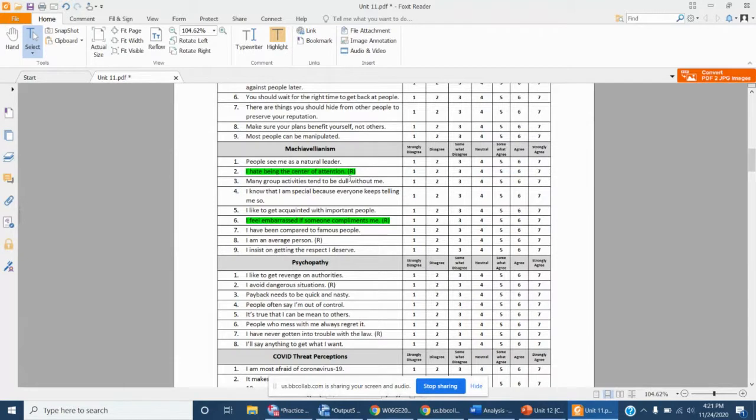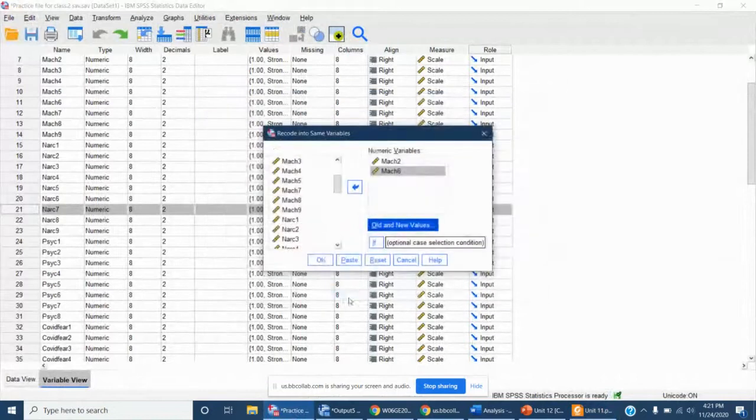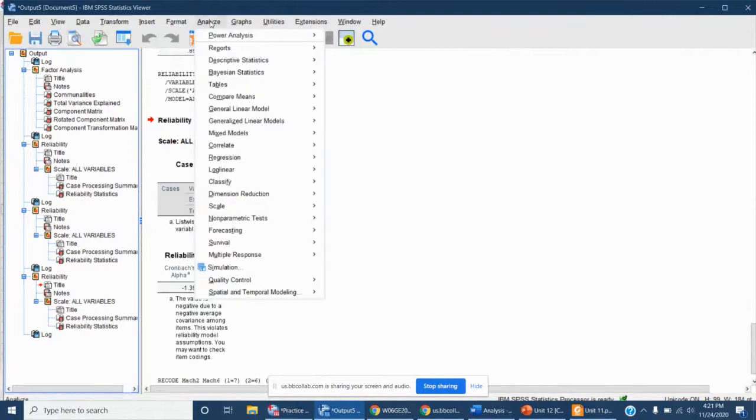So originally, if this particular question was answered as 7, when we reverse this, we need to reverse the answer as well. So 7 will become 1, 6 will become 2, 5 will become 3, 3 will become 5, and 2 will become 6, and 1 will become 7. So this is what we are doing here. We will just continue with it, click OK, and run the analysis again.